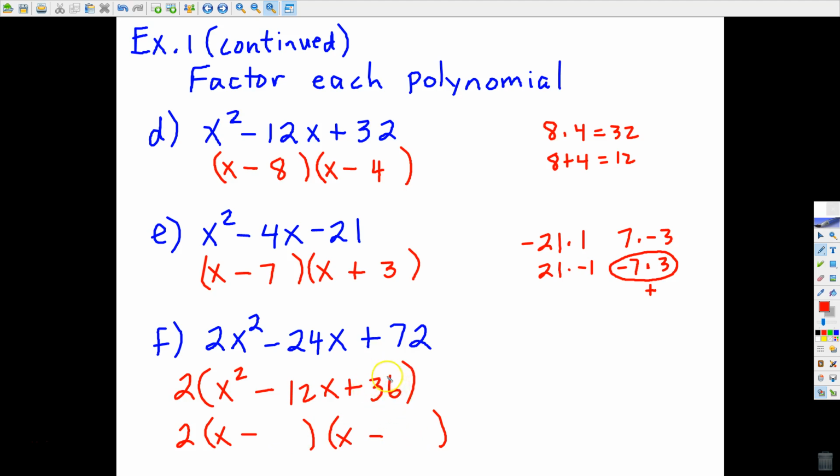Now I just need the factors of 36 that add up to 12, and it would be 6 times 6. 6 times 6 is 36, 6 plus 6 is 12. You may have also recognized this as a perfect square trinomial, and you could have also written it as that.